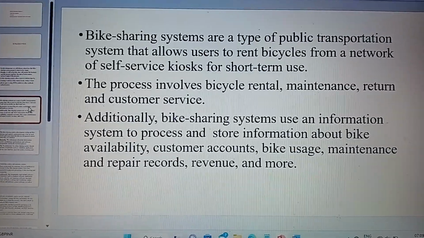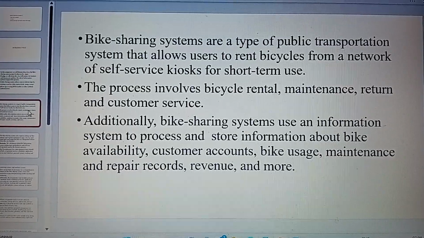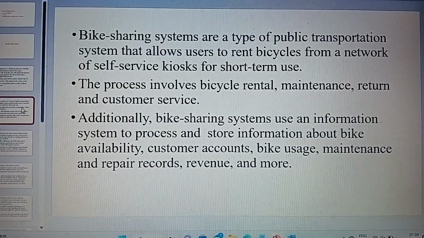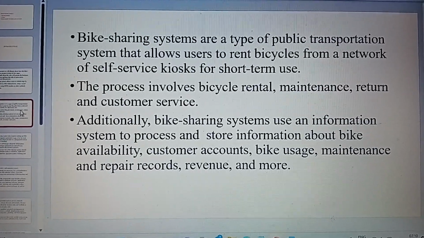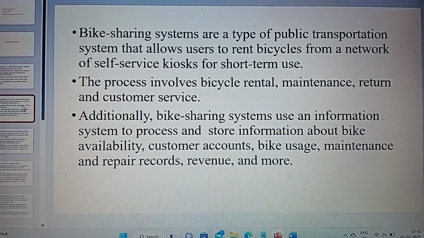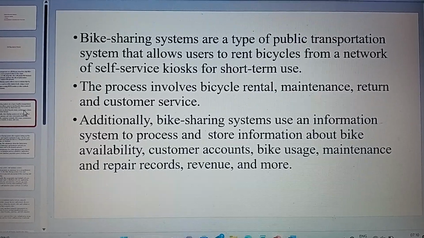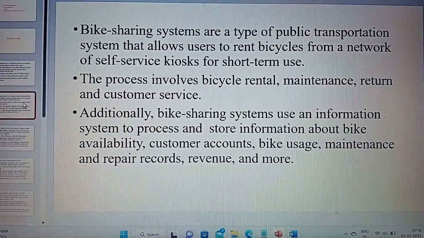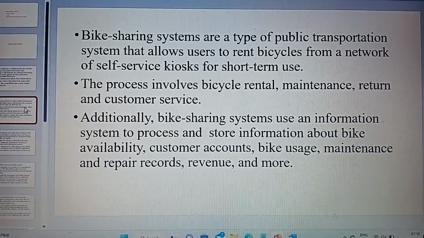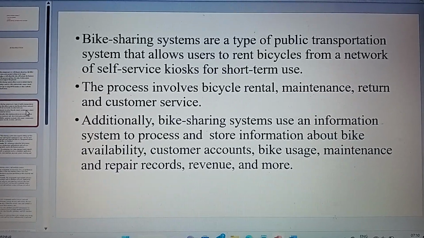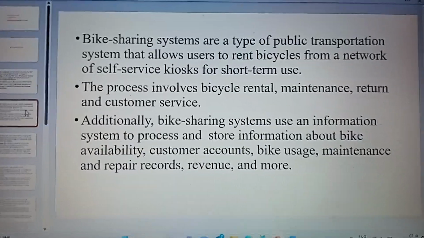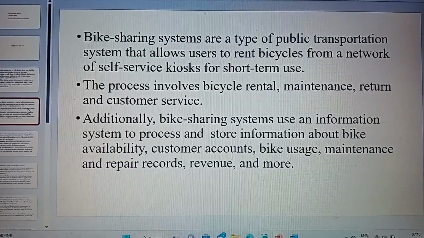Bike sharing systems are a type of public transportation system that allows users to rent bicycles from a network of self-service kiosks for short-term usage. This process mainly involves bicycle rental, maintenance, return and customer service. The customer only needs bicycle rental, maintenance charges, return and customer service when available.